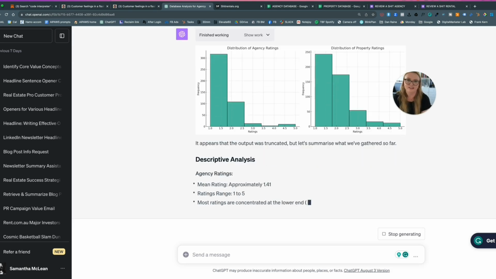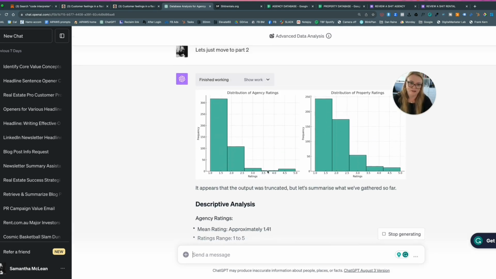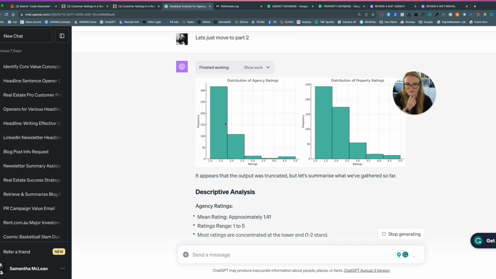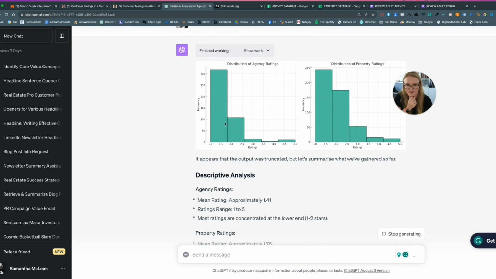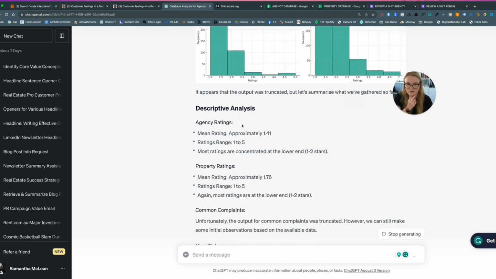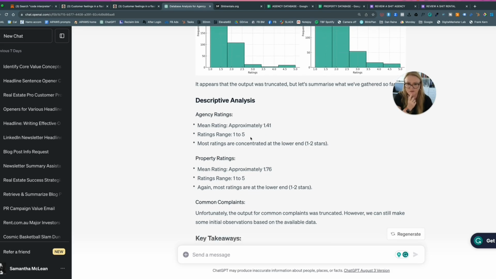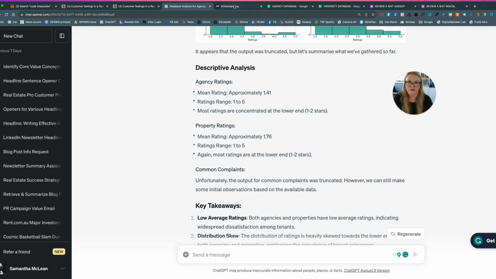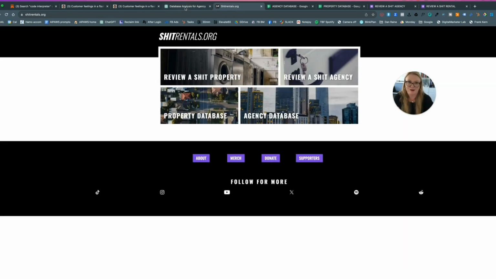All right, so we can see, as I said, there were some exceptions in that there were some 3, 4 and 5 star ratings, but on the whole, most of them are up here at the 1 to 1.5. So we've come up with some descriptive analysis. The mean rating is approximately 1.41. The ratings range from 1 to 5. Most ratings are concentrated at the lower end. Well, again, I refer to the name of the website.